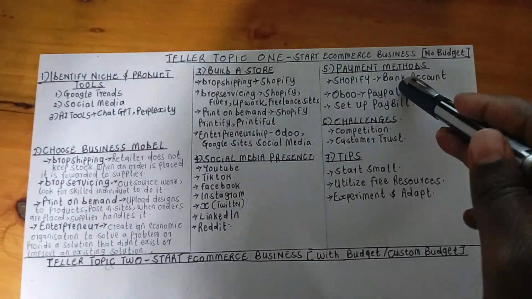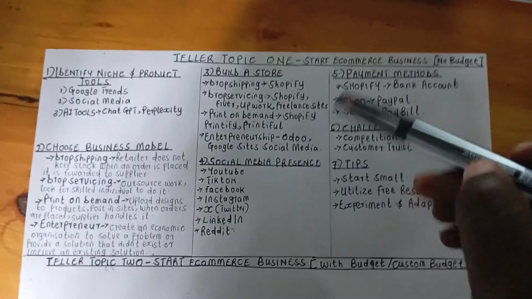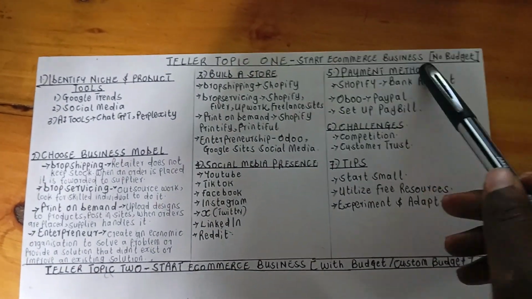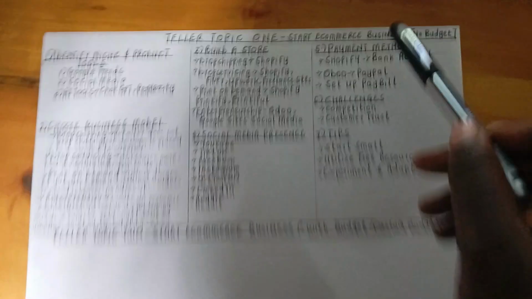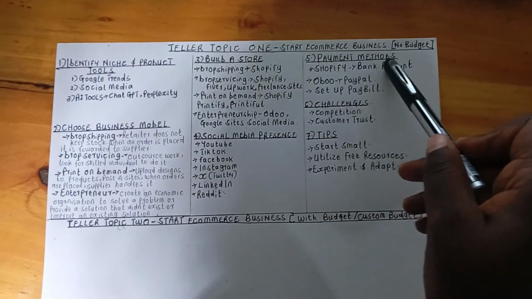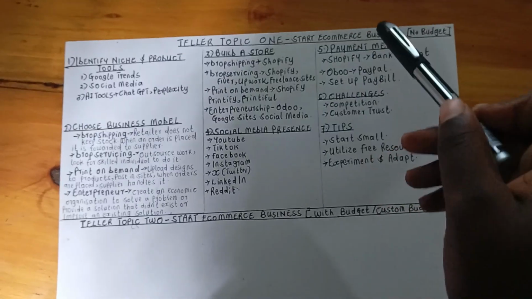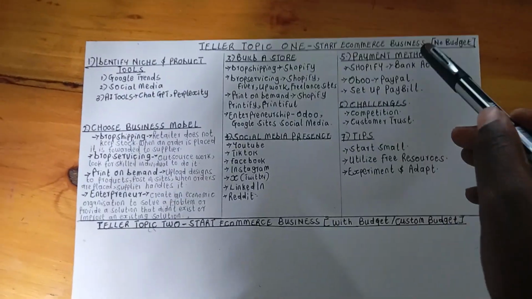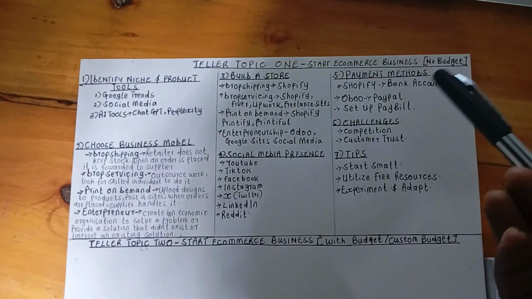And now the payment methods. Let's start with Shopify before you go to Udu. Shopify, I told you about the credit card. So that's a bank account directly, because the credit card belongs to a bank. So open up a bank account, get a credit card or a debit card, and then connect it to Shopify, and you're set.